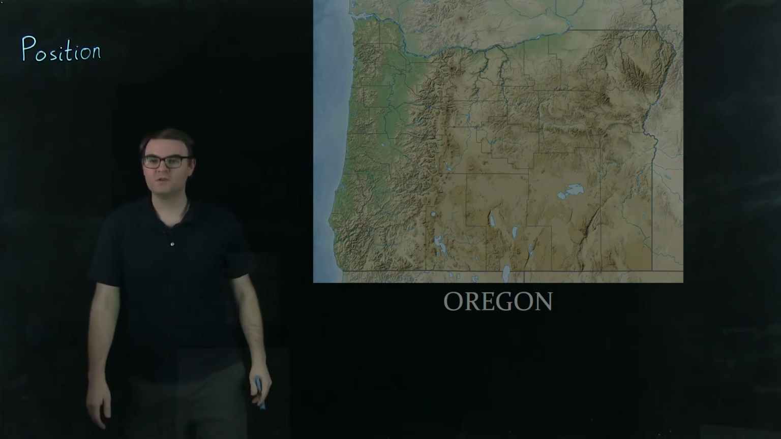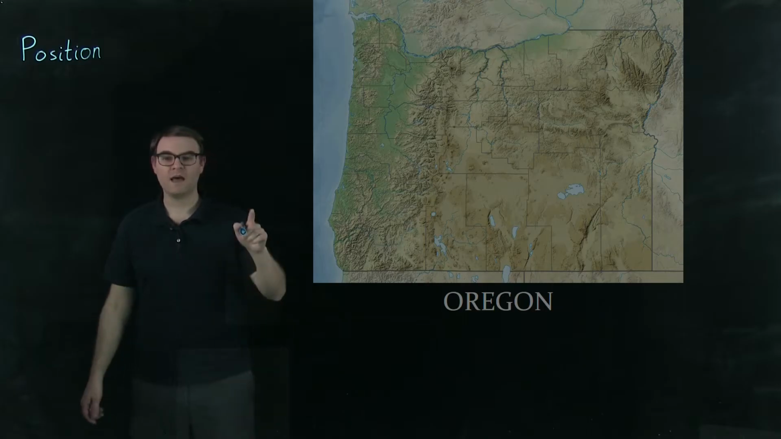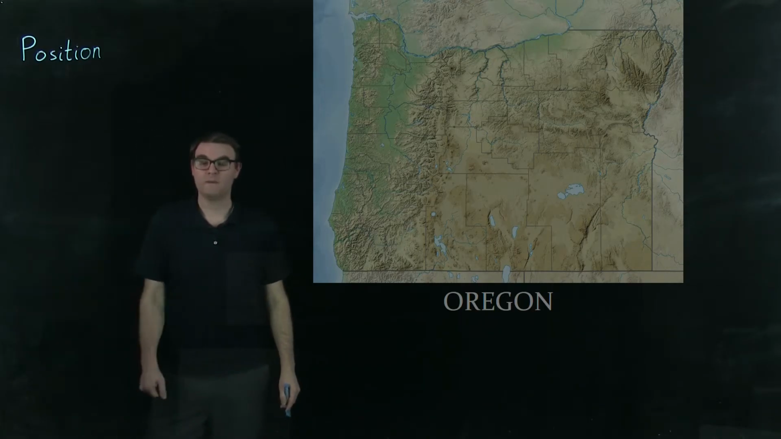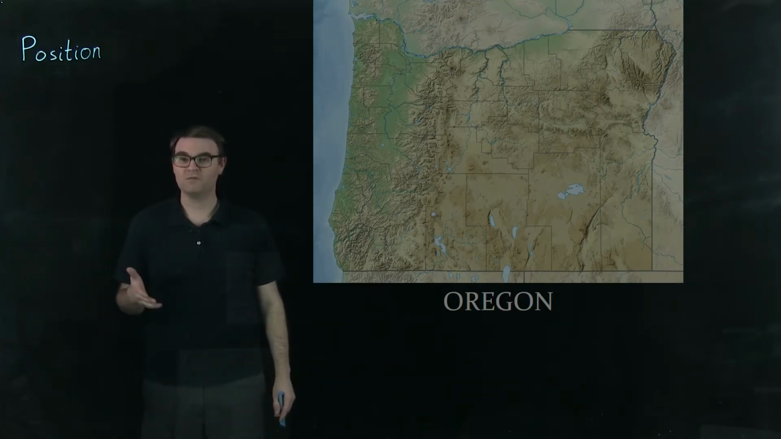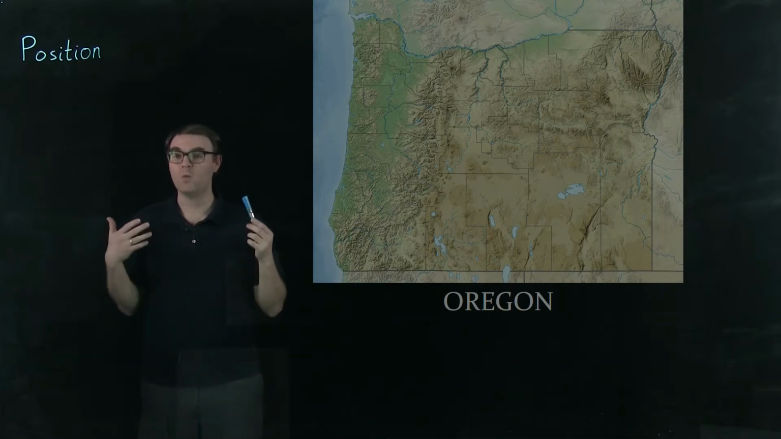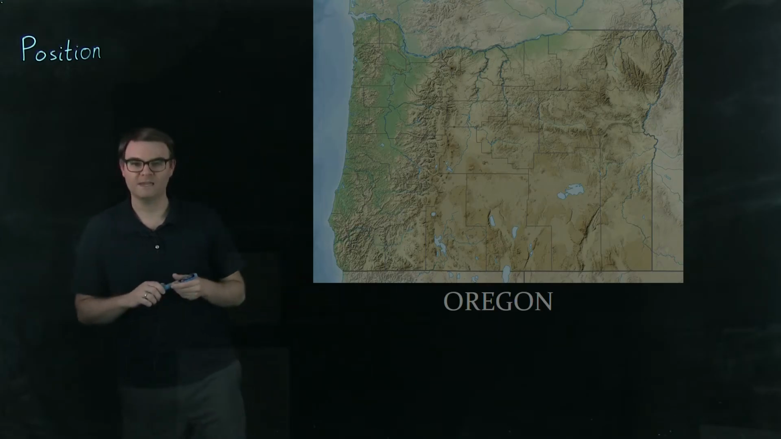Welcome everybody. So today we're going to talk a little bit about position, and to do that I have fired up a map of Oregon here, which is where I am. In particular, I'm at Oregon State University, which is in Corvallis. So I'm going to try to ask some questions like, where is Corvallis? What would the position of Corvallis be?